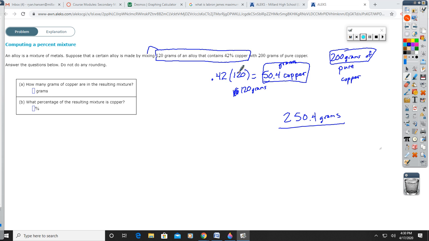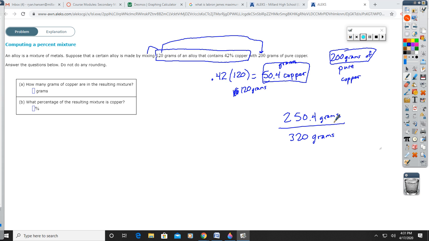Now, because I had 120 grams of this alloy before, when I add it together, I have 120 plus 200, so I have 320 total grams of everything mixed together. This 120 was a mixture of some stuff plus copper, and this is 200 grams of pure copper, and we're putting it all together in one melting pot. So there's 320 grams of everything, and only 250.4 grams of copper.